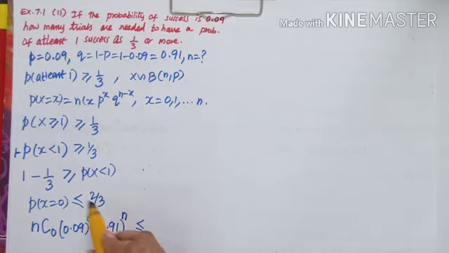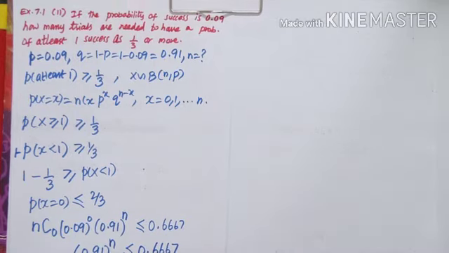My answer is 2 by 3, which gives 0.6667. Anything power 0 is 1, forget it. nC0 is 1, that is also 1, so forget it. I have 0.91 power n less than or equal to 0.6667.